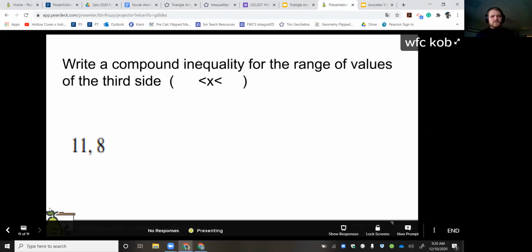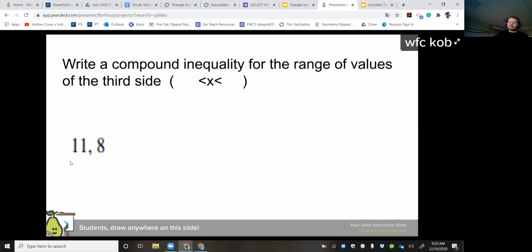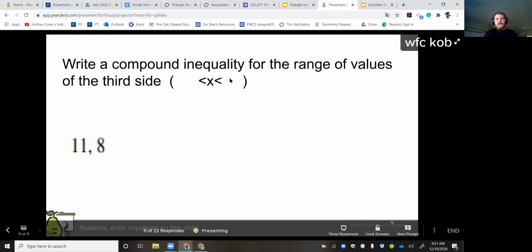One more question. How would you write this compound inequality if you've got 11 and 8? What's going to be the biggest it could be? What could be the smallest it's going to be? Let's write it in that form where it's something less than x, and x is less than something as well. How would we write that?